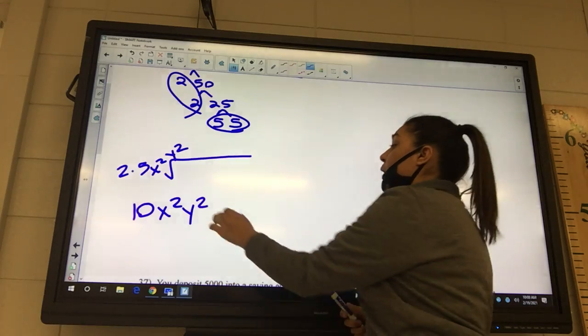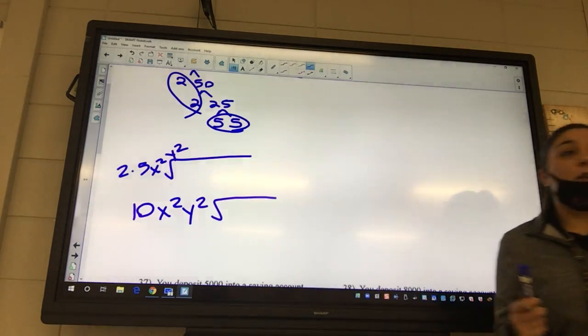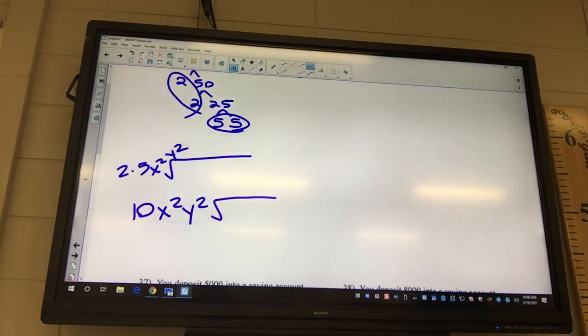There's gonna be 10 x squared y squared. Okay. If it makes you feel better, put the house with nothing in it. It's not politically correct, but it's fine.